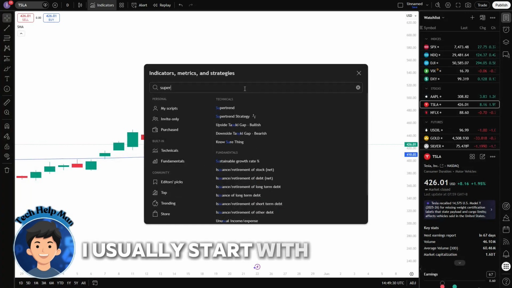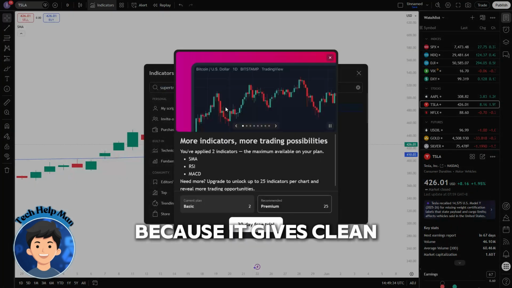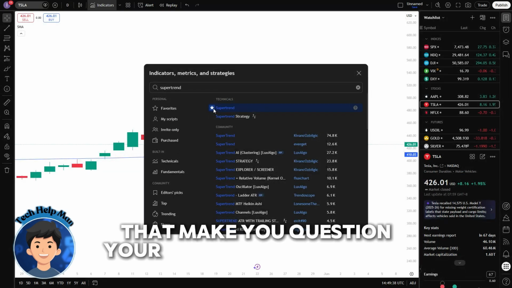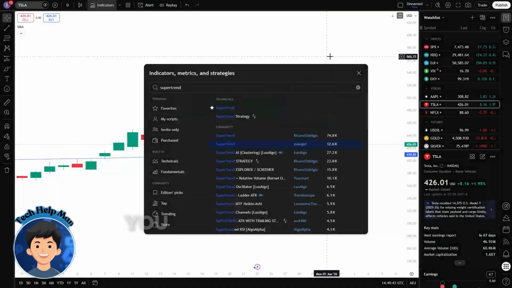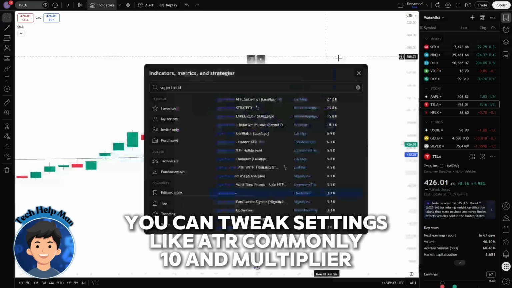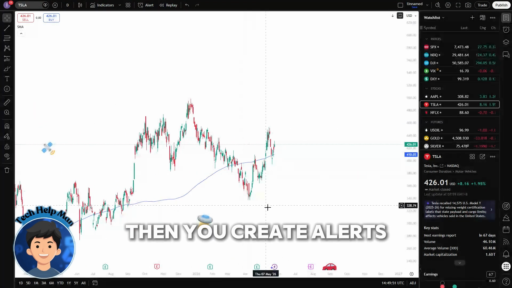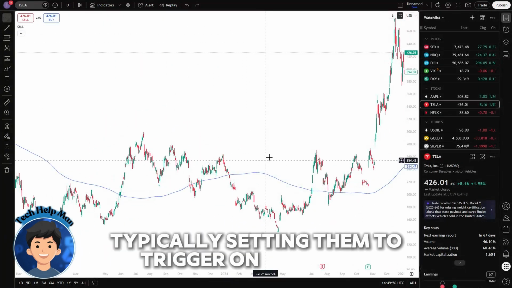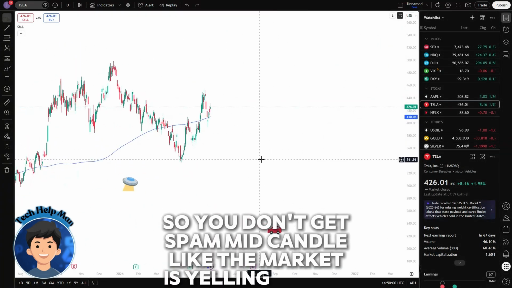I usually start with something simple like the SuperTrend indicator because it gives clean bullish and bearish flips instead of vague signals that make you question your entire understanding of charts. After adding it to your chart, you can tweak settings like ATR, commonly 10, and multiplier, often 3, depending on your strategy. Then you create alerts directly from the indicator's conditions, typically setting them to trigger on bar close so you don't get spam mid candle like the market is yelling at you.